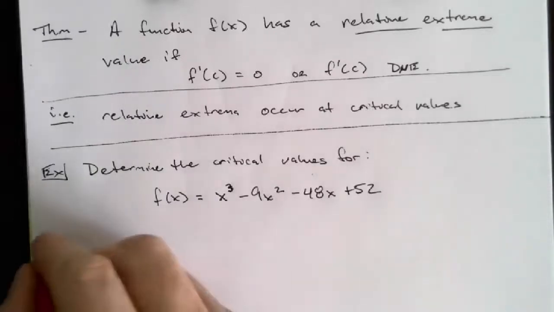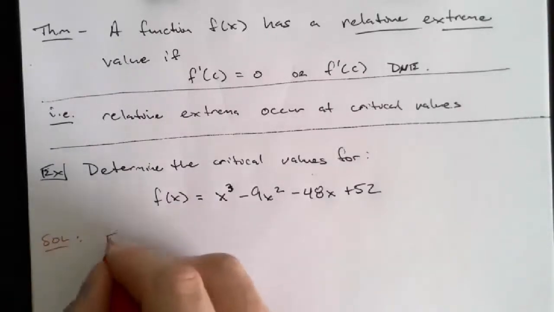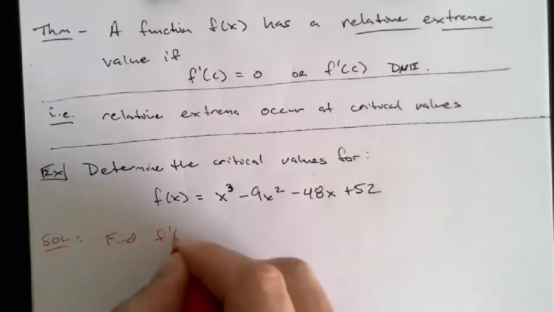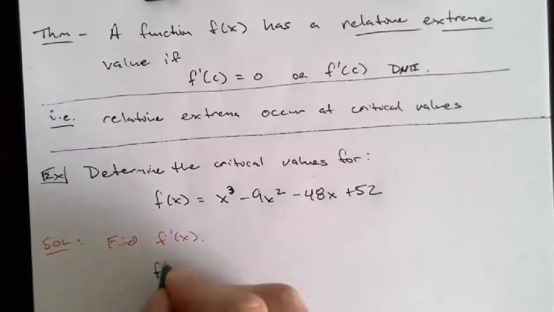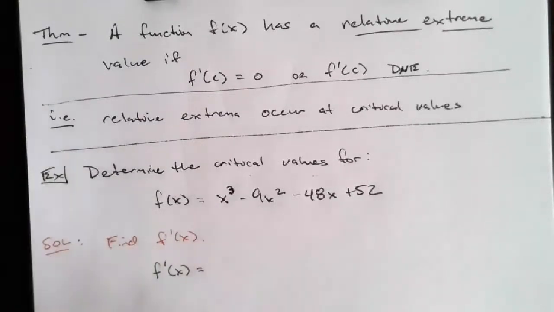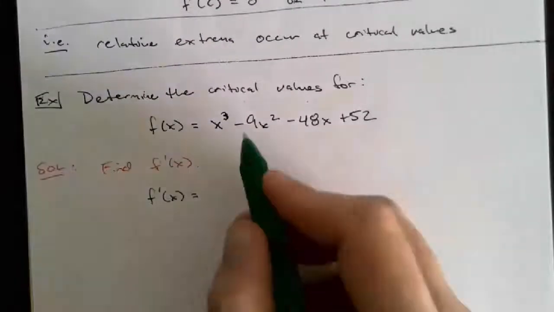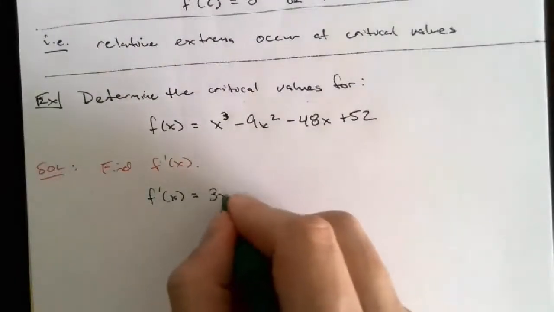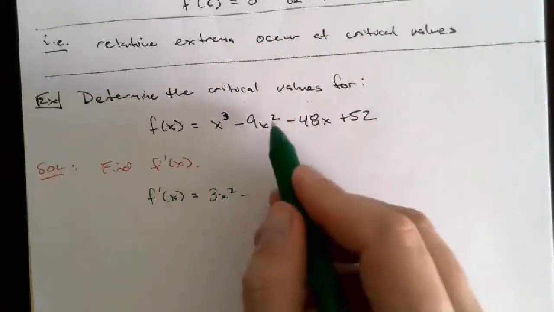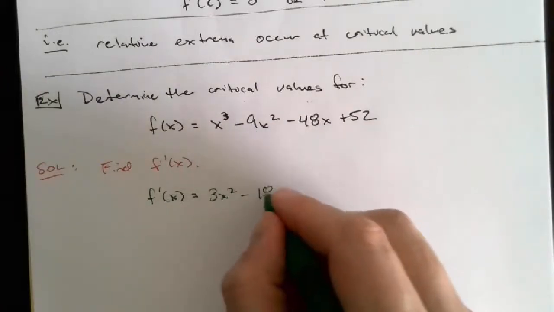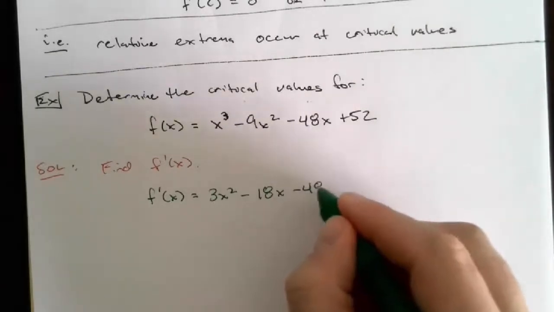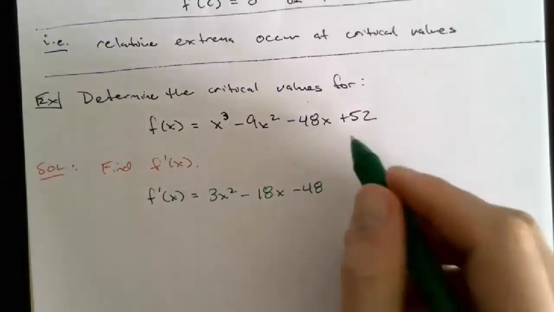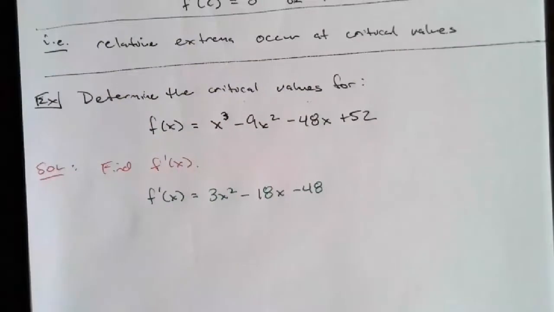So before we do any of that, for our solution, the first thing I got to do is find the first derivative, f prime of x. And we can do that, I think, fairly easily. You should know the derivative rules at this point. F prime of x equals derivative of x cubed is 3x squared minus the derivative of 9x squared. 2 comes down, 2 times 9 is minus 18x to the first power, and then minus 48x. The derivative of that is just minus 48. Derivative of 52 is a constant, it goes to 0.